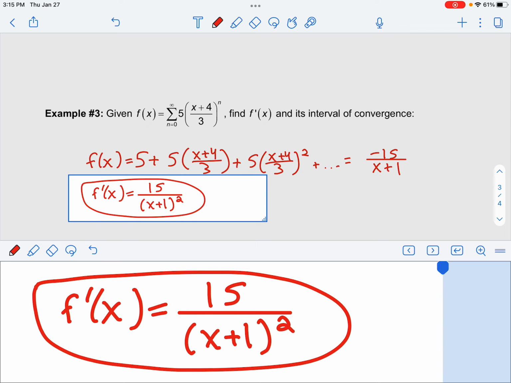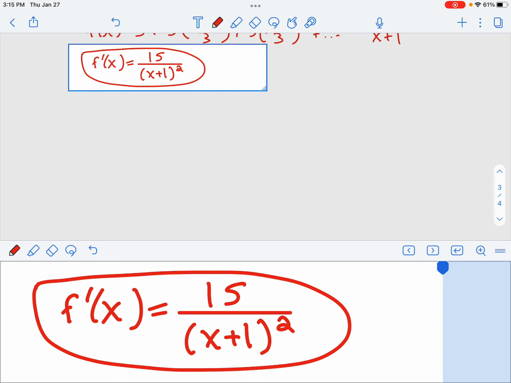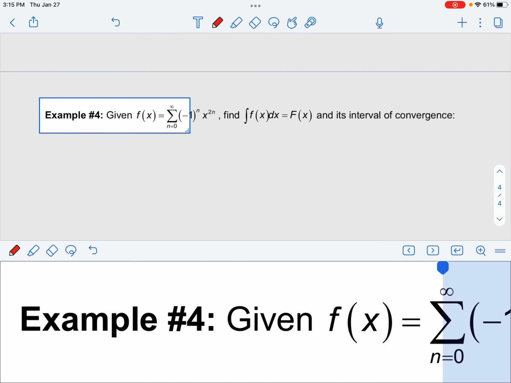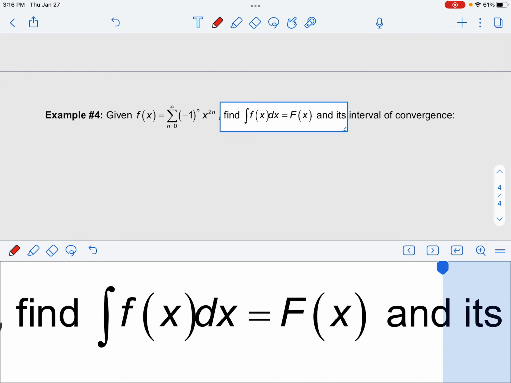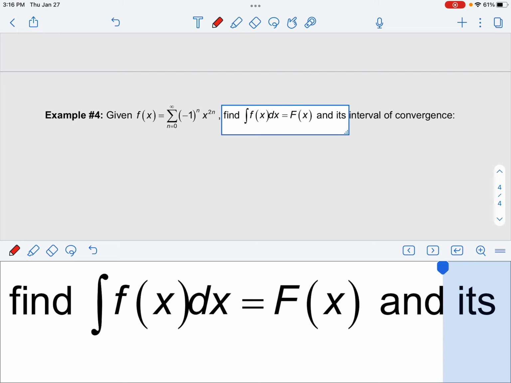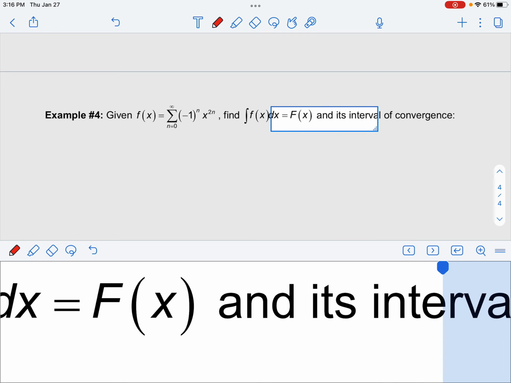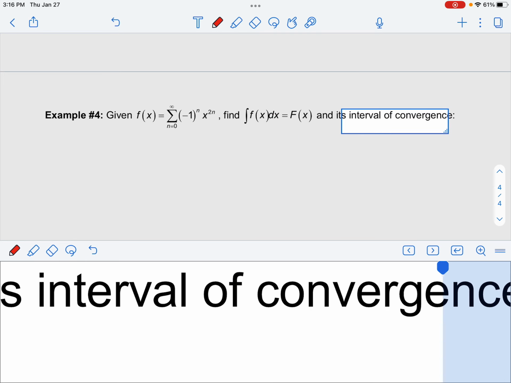All right, let's go down to our last one, example 4. Given f of x is this infinite series, negative 1 to the n power times x to the 2n, it says find the integral of little f of x dx, which is going to be called big F of x, and the interval of convergence on this one.